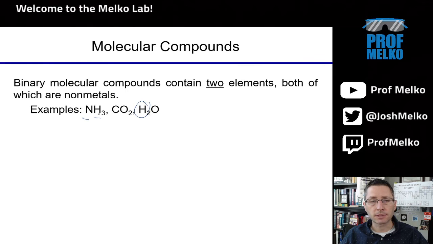Here are some examples: NH3, CO2, H2O. These are all molecular compounds. Why? Because they're only nonmetals, like carbon and oxygen, like sulfur and fluorine, for example. They're all binary here because there's just two elements in those molecular compounds. So that's ionic and molecular.